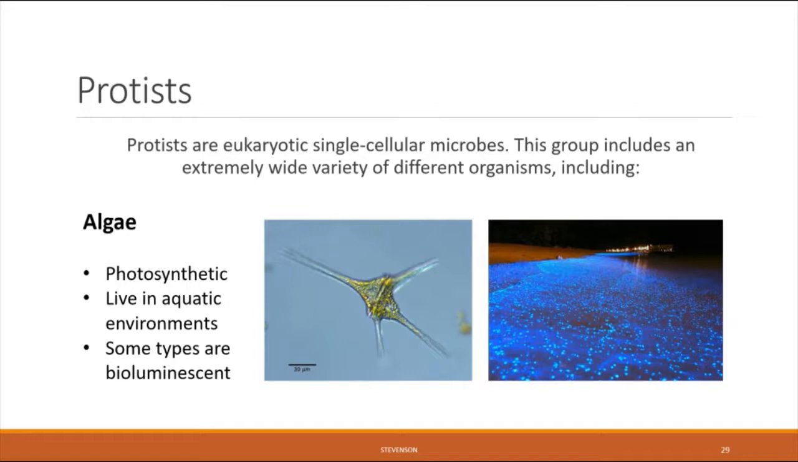Another type of protists are algae. Algae are photosynthetic, so rather than eating to obtain their nutrition, they obtain it from the energy of sunlight. They, like protozoans, live in aquatic environments, and some types of algae are bioluminescent. What that means is that they are able to essentially fluoresce or luminesce and give off brightly colored light, like these guys that you see right here.